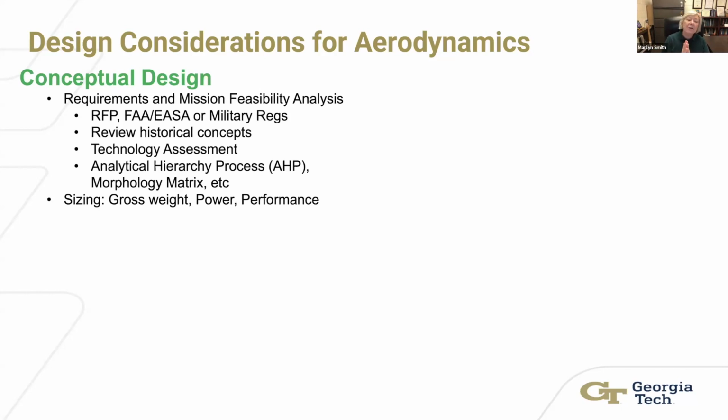Make sure you do a technology assessment and some sort of decision process, either using an analytical hierarchy process, a morphology matrix, whatever you like to do. Okay. Now, your goal here is your sizing. You want to minimize your gross weight, minimize the power required, and make sure you can get the performance goals necessary for the RFP. Now, with that, your timeline is, again, I'm just giving you a generic here.